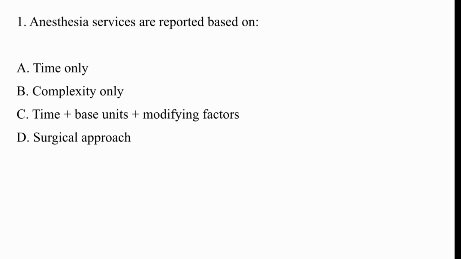This is the first question. Anesthesia services are reported based on option A, time only, option B, complexity only, option C, time plus base units plus modifying factors, and option D, surgical approach. The right answer is option C. Anesthesia reimbursement is calculated using base units, time units plus modifying factors. For example, physical status.